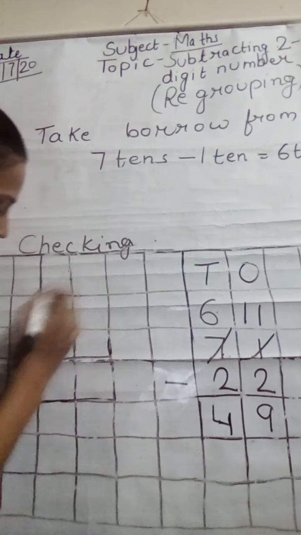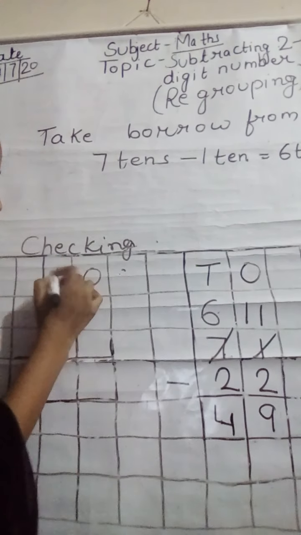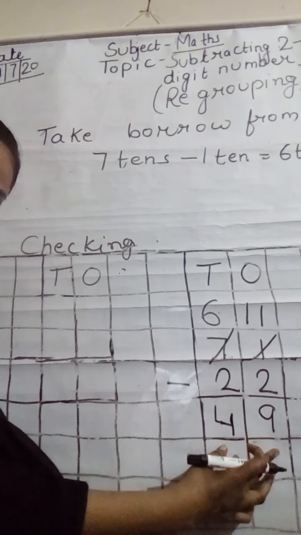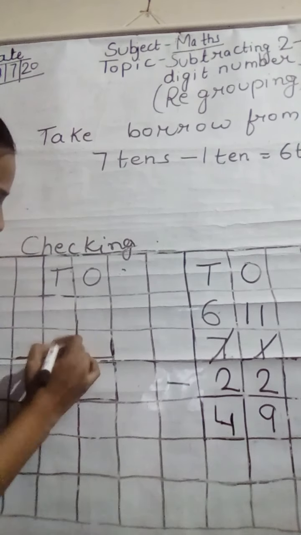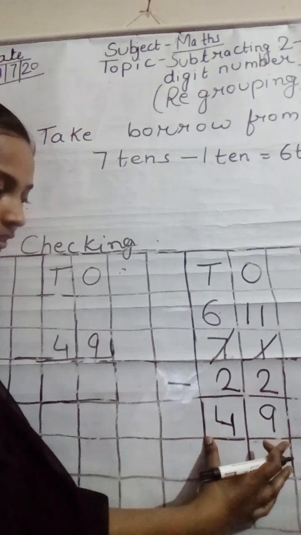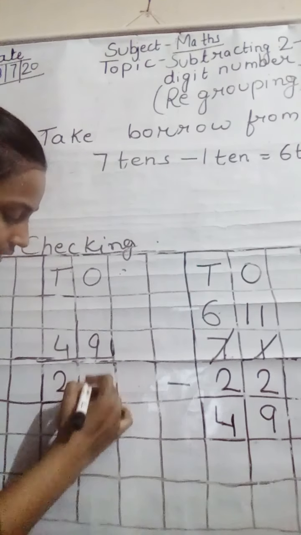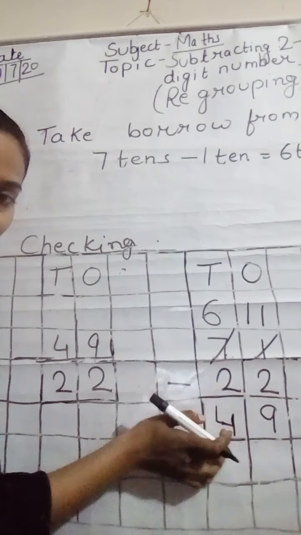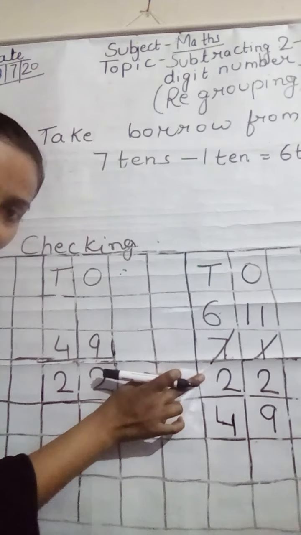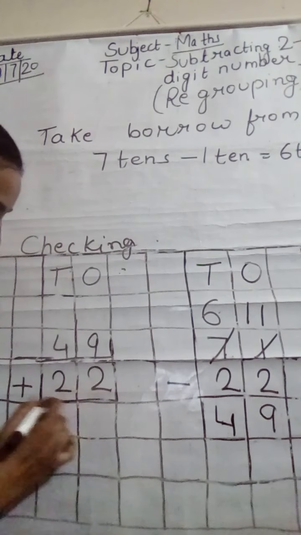49, take this number, ones and tens. Take this number first because this is the difference. So leaving one line, then 49 and this number 22. Okay, only these two numbers. We write the numbers in the second row, and we have to do plus.